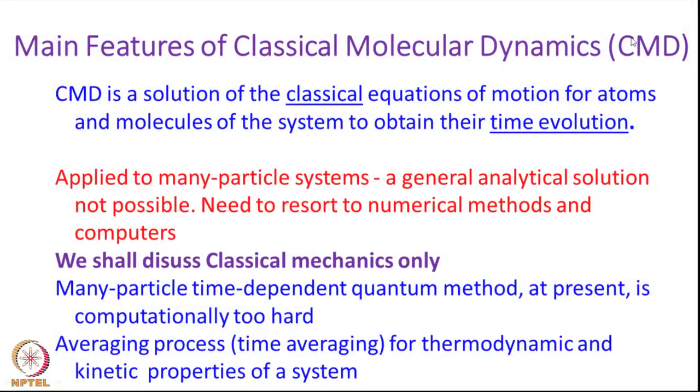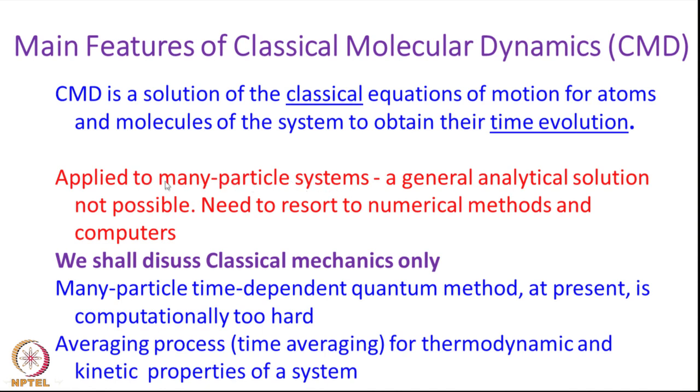Okay. So, now let us see what are the main features of classical molecular dynamics. Classical molecular dynamics tries to solve classical equations of motion. You want to solve these equations of motion for atoms and molecules of the system. So, take a system containing atoms and molecules, and you solve the equations of motion to obtain their time evolution. We are going to evolve the system as a function of time. That is why it is called dynamics, because it is about how things move as a function of time, and we want to apply this to many particle systems.